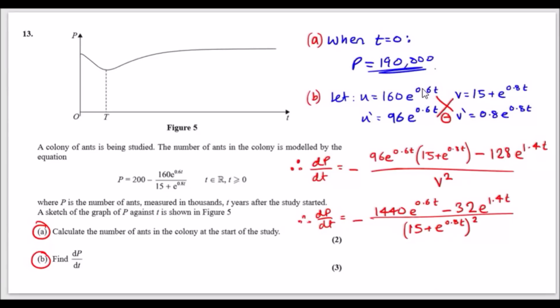Now e to the 0.6t times the other e term, because they have the same base, you just add the powers, which gave me 1.4t. And all over v squared, which is 15 plus e to the 0.8, all of that squared, literally. And then you can just expand the bracket and then collect like terms. You can get something like this, but I think this is sufficient as it is, minus the v squared bit. This is sufficient. Now, next question.